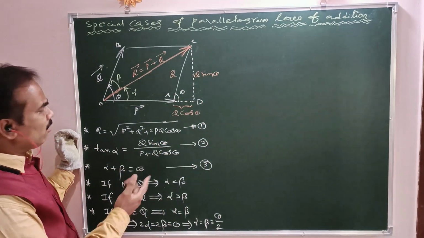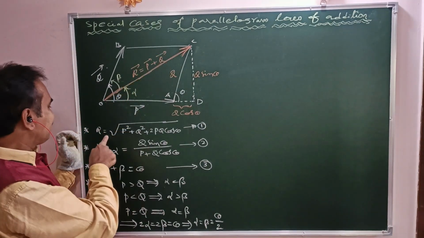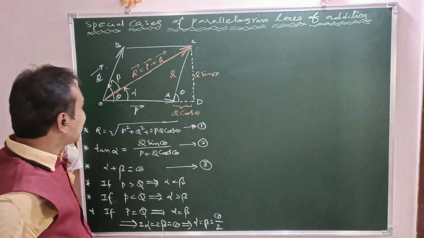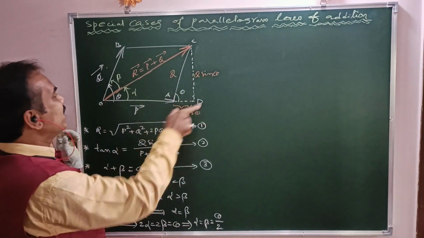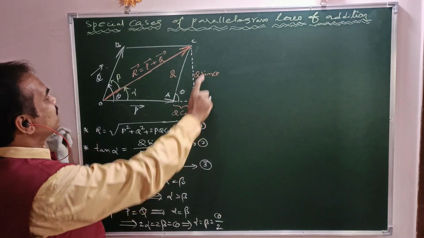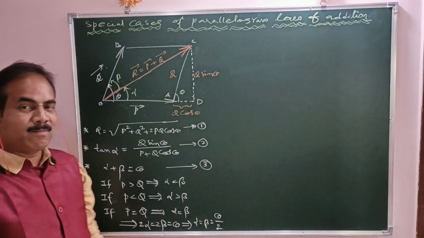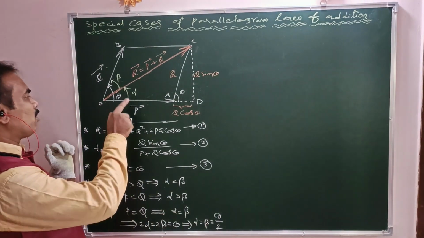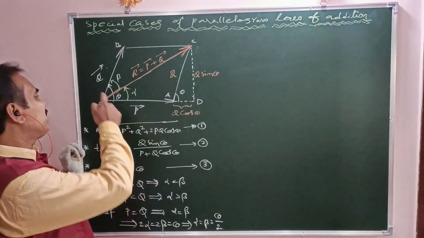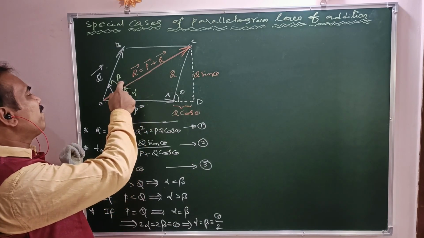From the previous class, the magnitude of the resultant is equal to root over p square plus q square plus 2pq cos theta. That is number 1. From the right angle triangle ODC, tan alpha equals opposite side CD by adjacent side OD, that is q sin theta by p plus q cos theta. So tan alpha equals q sin theta by p plus q cos theta. Also, alpha plus beta equals theta. Here theta is the angle between parent vectors p bar and q bar, alpha is the angle made by r bar with p bar, and beta is the angle made by r bar with q bar.